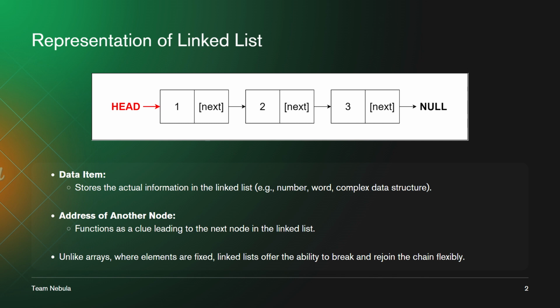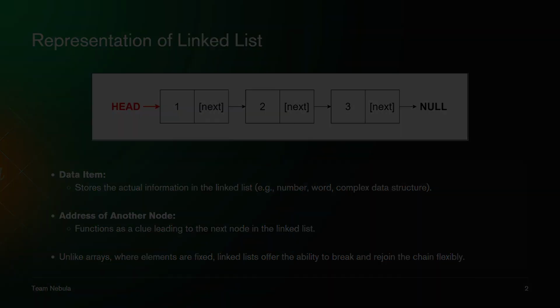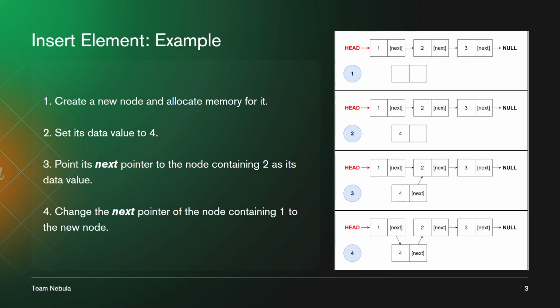So to better understand this, let's create a simple linked list with three items. Imagine we have three nodes, each containing a data item and a pointer to the next node. Now, here is the real power of a linked list. Unlike an array, where elements are fixed in places, we can easily break the chain and rejoin it in a linked list. For example, suppose we want to insert an element with the value 4 between 1 and 2. Here is how we can do it.